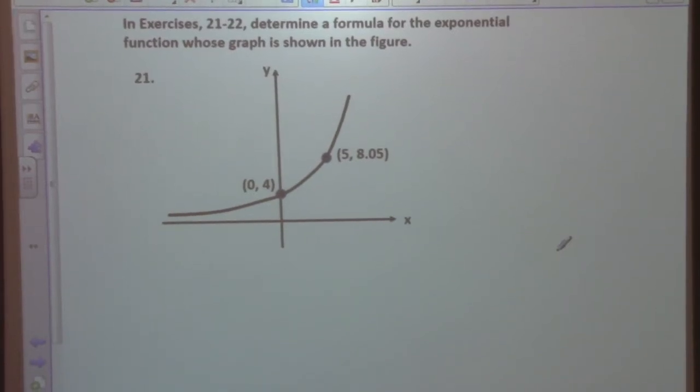Good afternoon, ladies and gentlemen of Precalculus. We're working on more exponential functions today.